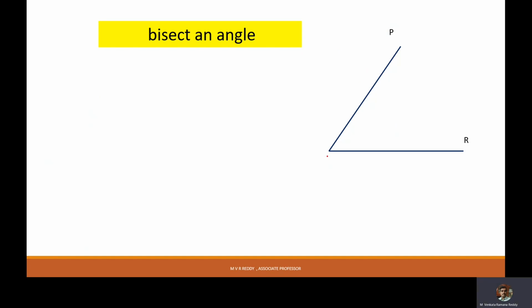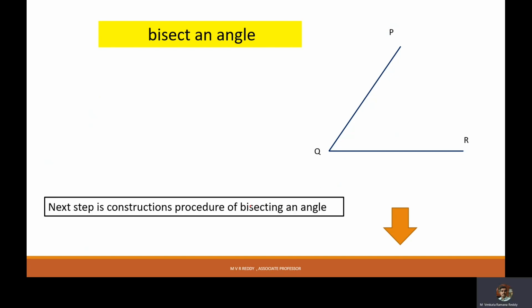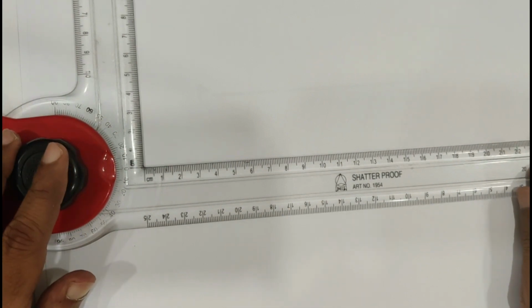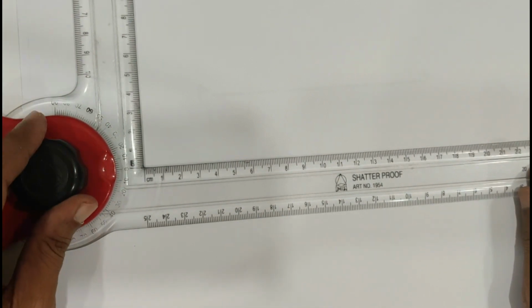Angle PQR. Angle PQR is to be bisected. What is the theoretical procedure as well as construction procedure we'll discuss now. This angle PQR is to be bisected. For that, what is the construction procedure that we'll discuss now. Now we'll see how to bisect an angle.